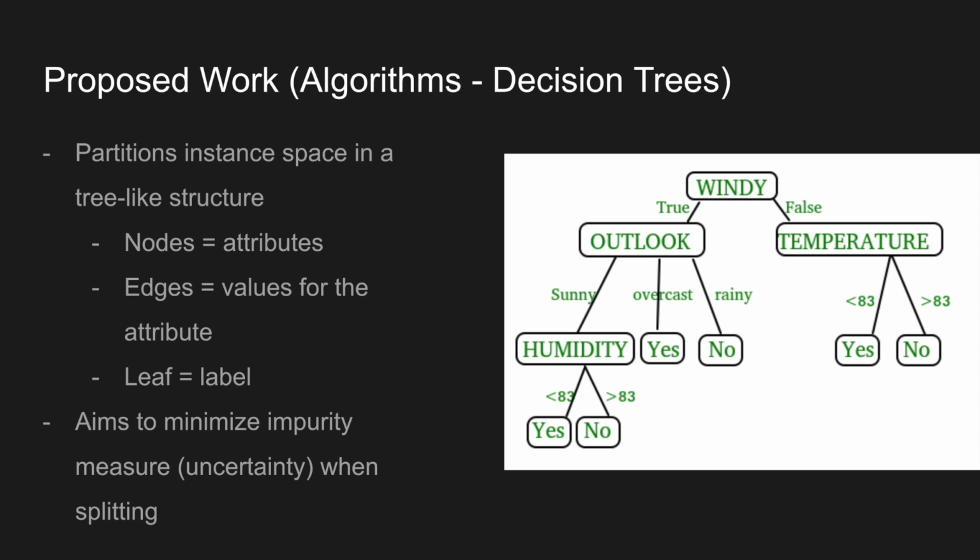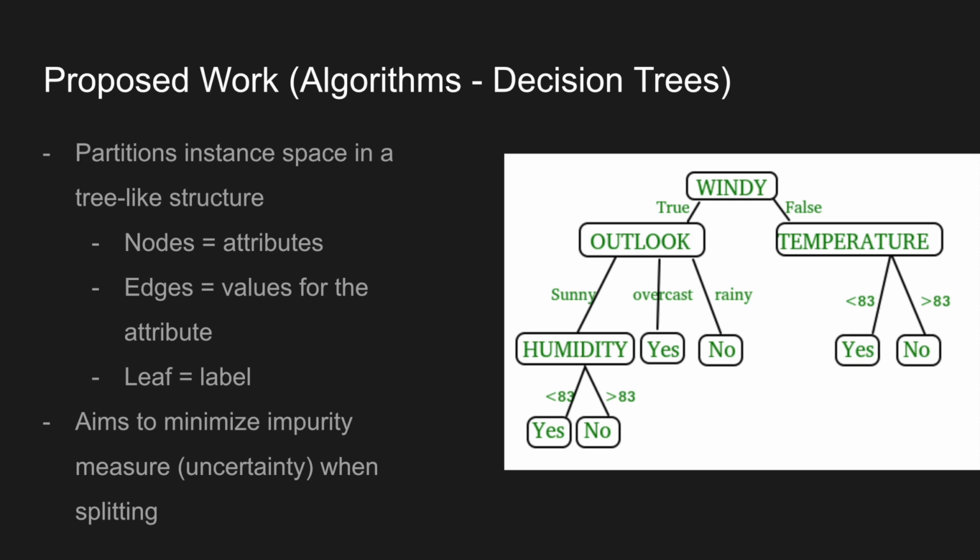Looking at the image here, you can see the root node is windy, with the edges being true or false to indicate that it is a binary attribute. For numerical attributes such as temperature, instead of enumerating an edge for each possible numerical value, you have a threshold. In this instance, it's 83, where it splits the data set into temperature values less than 83 or greater than 83.